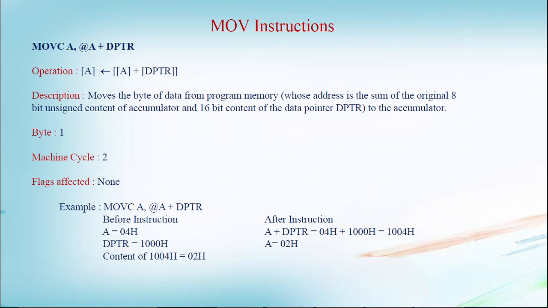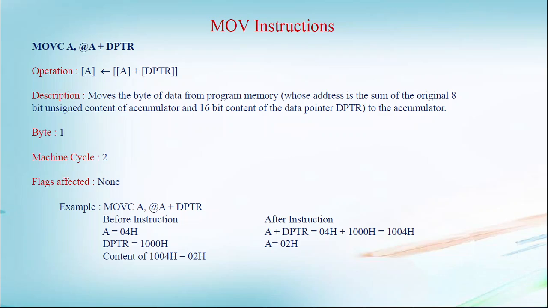Next, MOVC A comma @A plus DPTR. Here C indicates code memory. So it moves the byte of data from program memory whose address is the sum of the original 8-bit unsigned content of the accumulator and the 16-bit content of the data pointer DPTR to the accumulator. It requires 1 byte and 2 machine cycles. No flag is affected.